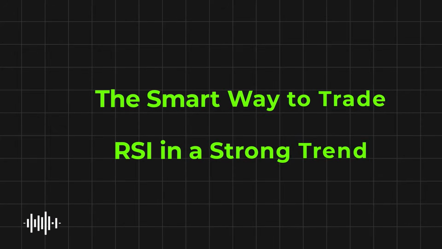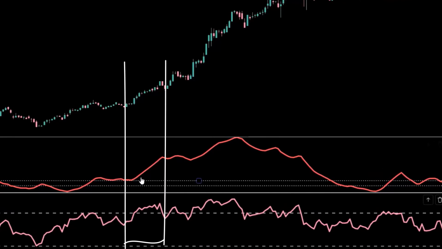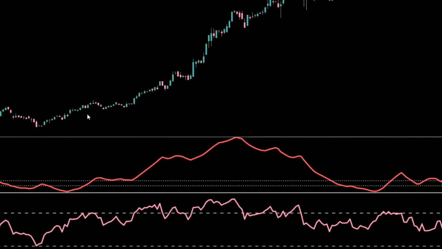Smart way to trade RSI in a strong trend. Now imagine you see this situation. RSI is above 70 for at least 3 candles and ADX is above 25. So does that mean there is no trading opportunity? Of course not. When we say the market is in a strong uptrend, it does not mean price will go up in a straight line forever. Markets need to breathe. Even the strongest trends sometimes pause and reset.